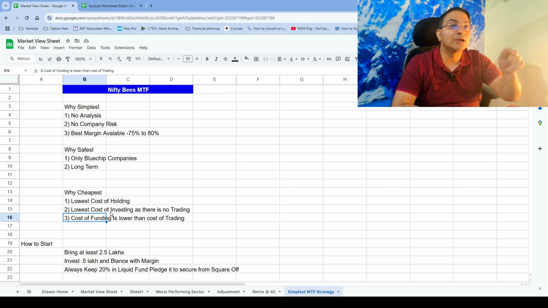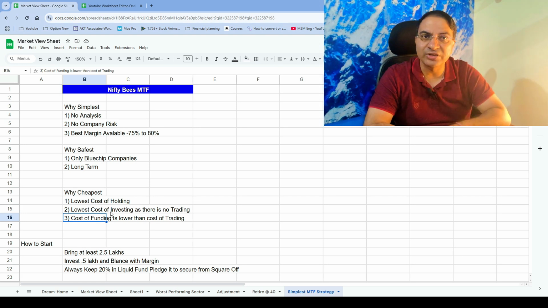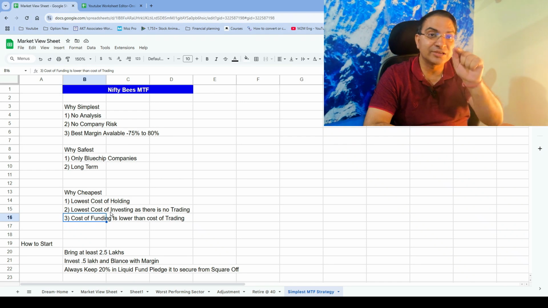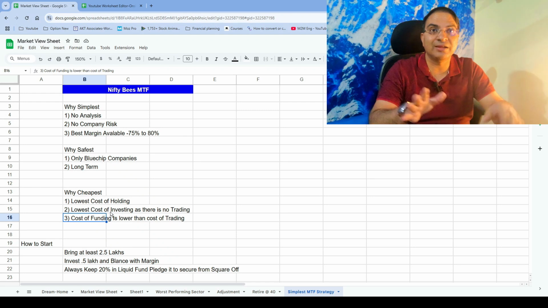The more leverage you take, the more interest the broker is going to charge. Here we are taking only a leverage of 3 times max. So 3 times, like 2.5 lakh I'm putting, 7.5 lakh I'm taking, so it's a 3 times leverage. I have to pay less charges as interest.